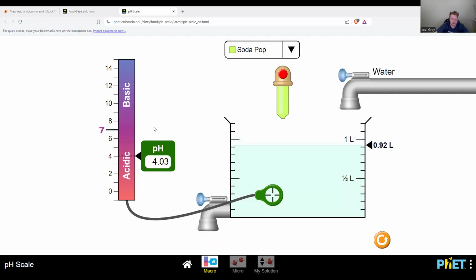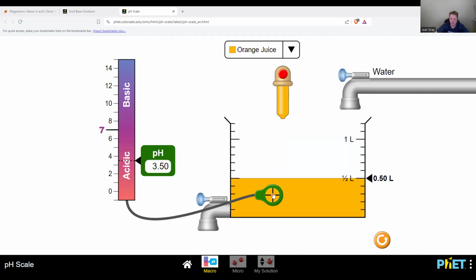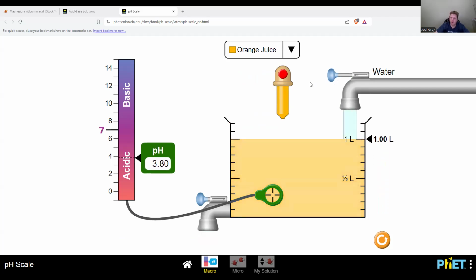But you can also see that, I'm going to restart this. So, I'm drinking orange juice. Okay, so I just drank 1/2 liter of orange juice, which is a pretty healthy amount of orange juice. And I'm going to add water, 1-to-1 dilution. My pH went up to 3.8. I'm going to drop this down to 1/2 liter. I'm going to bring more water into the equation. My pH goes up.